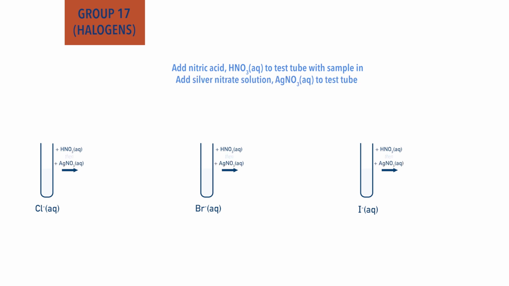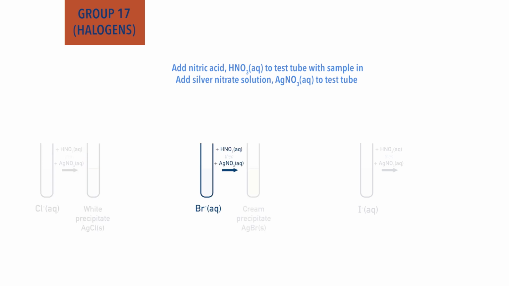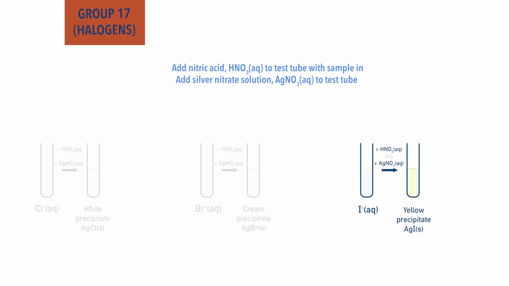If any of the three halide ions are present in the sample solution, insoluble silver halide precipitates get formed. If chloride, Cl- ions are present, a white precipitate of silver chloride, AgCl, gets formed. If bromide, Br- ions are present, a cream precipitate of silver bromide, AgBr, gets formed. And if iodide, I- ions are present, a yellow precipitate of silver iodide, AgI, gets formed.